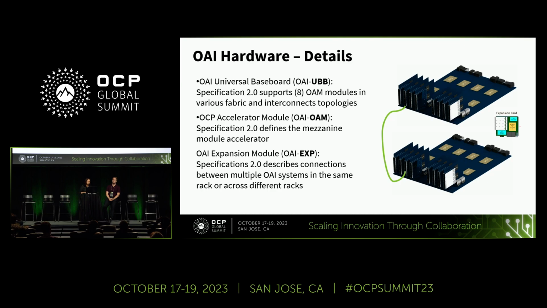The second is that the OCP accelerator OAM module defines the mezzanine connector. Right now it's defined with the Molex connector. And then the expansion module itself is defined such that you can connect multiple OAI systems, and that's critical. Or you can connect between different racks, or you can also connect to an external Ethernet switch. So that's where the expansion module comes in.